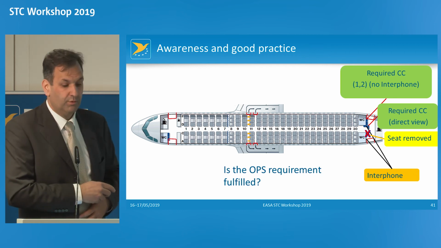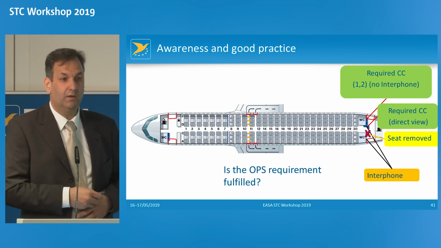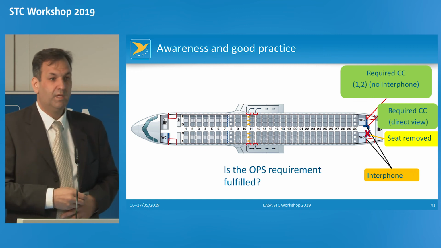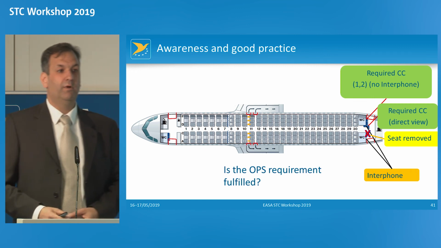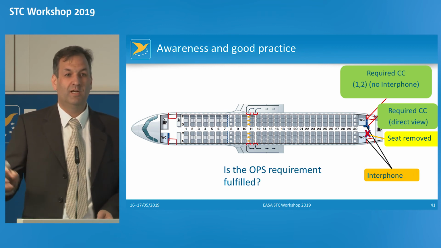So you have one required cabin crew in the middle for the direct view requirement, and one sitting here. But the cradle is still here. My question is, is the operating rule fulfilled, yes or no? And I do not answer this one.